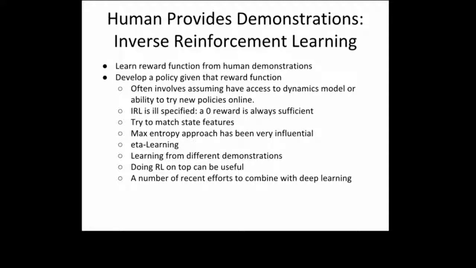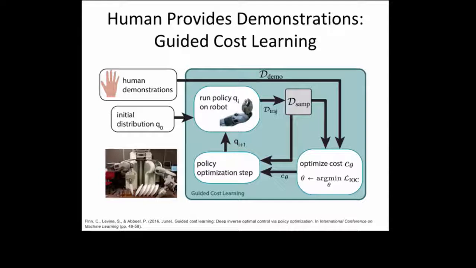People have also often done reinforcement learning on top of this, as we'll see in the next case, because there's been a lot of interest in combining these ideas with deep learning. In particular, there's been some very nice recent work by Chelsea Finn, Sergey Levine, and Pieter Abbeel looking at guided cost learning. The idea is that we get these demonstrations, but then we continue to do reinforcement learning as well. By combining these two, we can end up getting some very nice performance in the context of robotics.